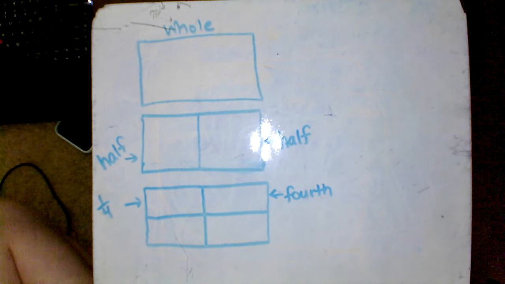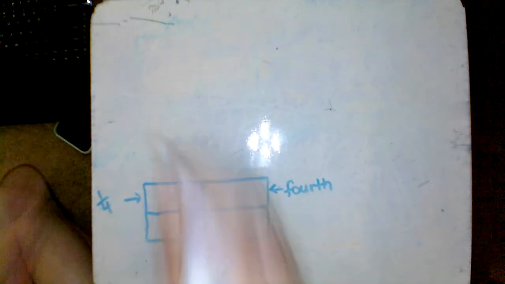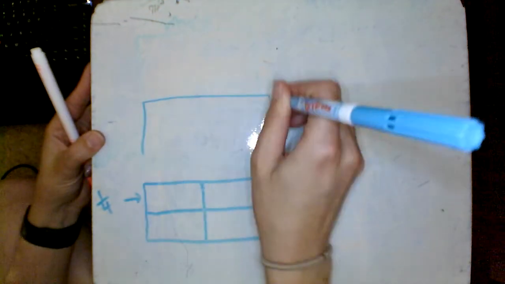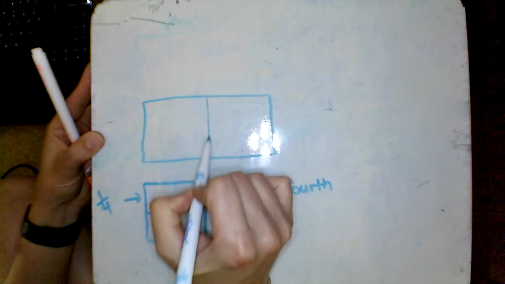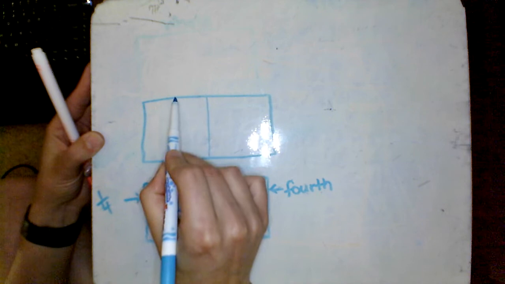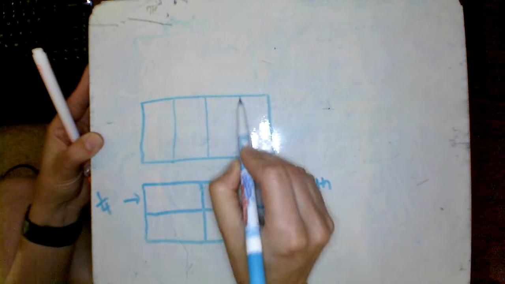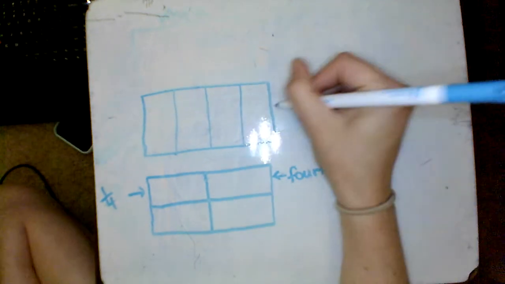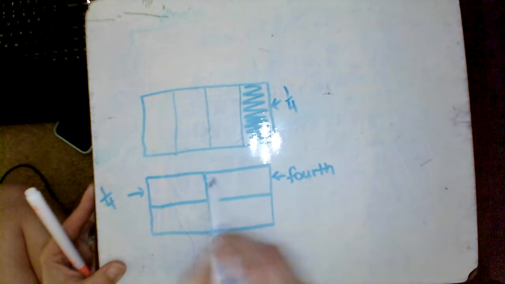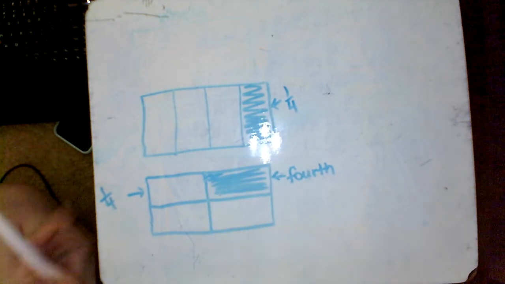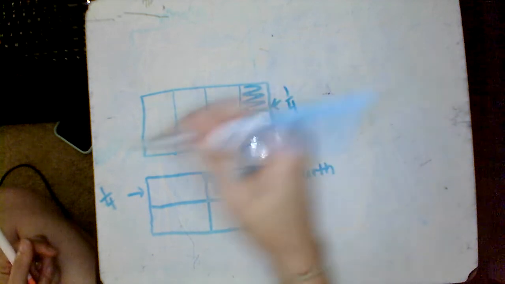Okay, now if I take those fourths, I could draw them that way, where it's like a window pane. Like a window that you could look through, or I could use the same whole and I could cut it into fourths a different way. These are still fourths. This is still one fourth. And this one fourth is the same size as this one fourth. They just look different because I cut them in a different way.